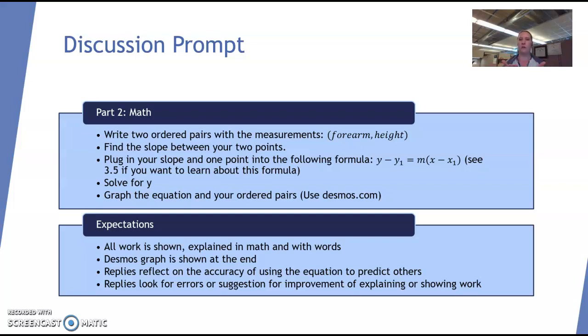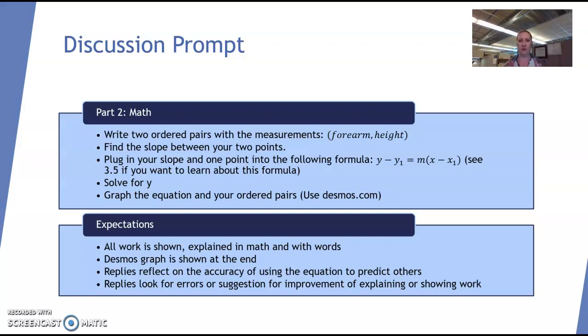From there, you're solving for y. So that's something you do in 3.4. So that should be familiar. And you actually had to do that when you were solving literal equations. And then you're graphing your equation and your ordered pairs so you can check to see whether your math is right. And there's a great website, desmos.com, for graphing. So I recommend using that.